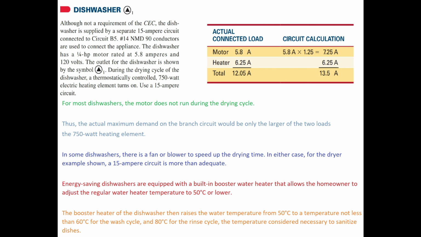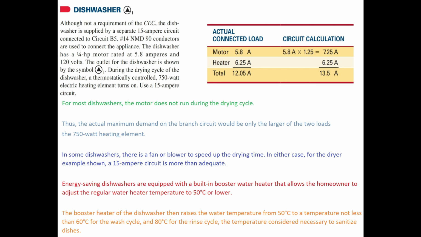During the drying cycle of the dishwasher, a thermostatically controlled 750-watt electric heating element turns on. Use a 15-ampere circuit. For most dishwashers, the motor does not run during the drying cycle. Thus, the actual maximum demand on the branch circuit would be only the larger of the two loads, the 750-watt heating element. In some dishwashers, there is a fan or blower to speed up the drying time. In either case, for the dryer example shown, a 15-ampere circuit is more than adequate.